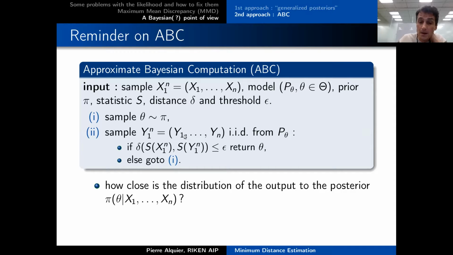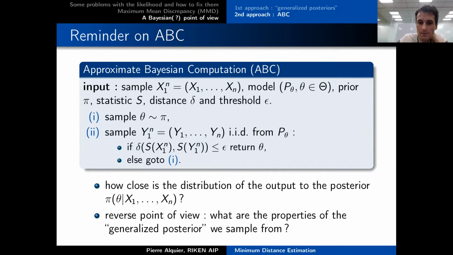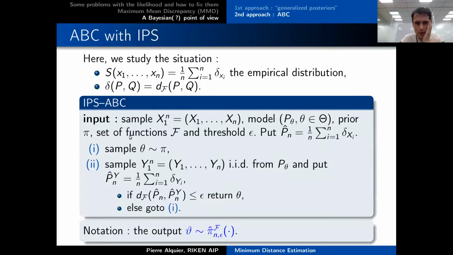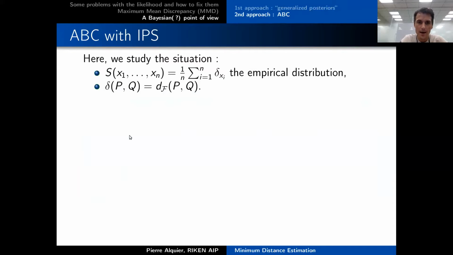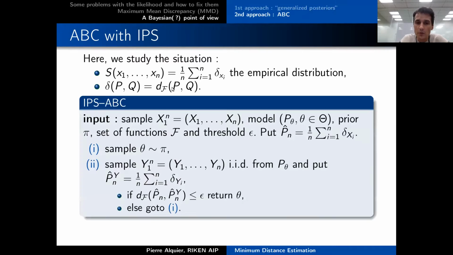And in this case, we studied the idea: instead of using an ad hoc distance between x and y, why not compare the distributions with the MMD distance, or any other distance? So that's what we did here, ABC with IPMs. In this case, the distance between P and Q that we consider in the previous algorithm is the integral probability metric.